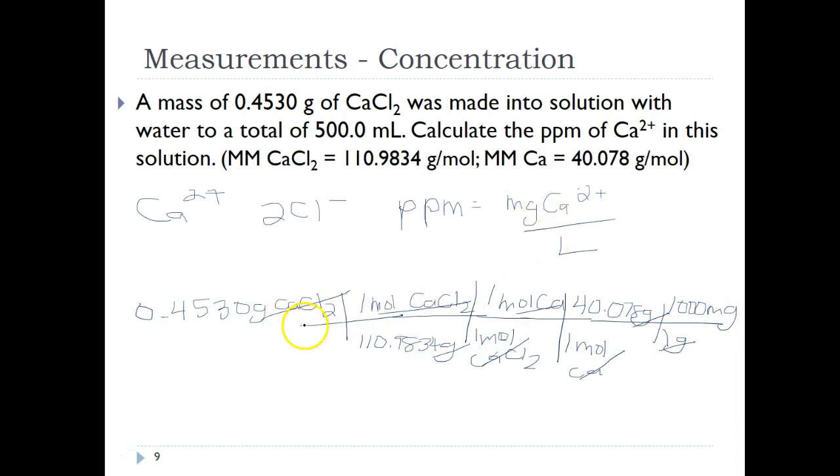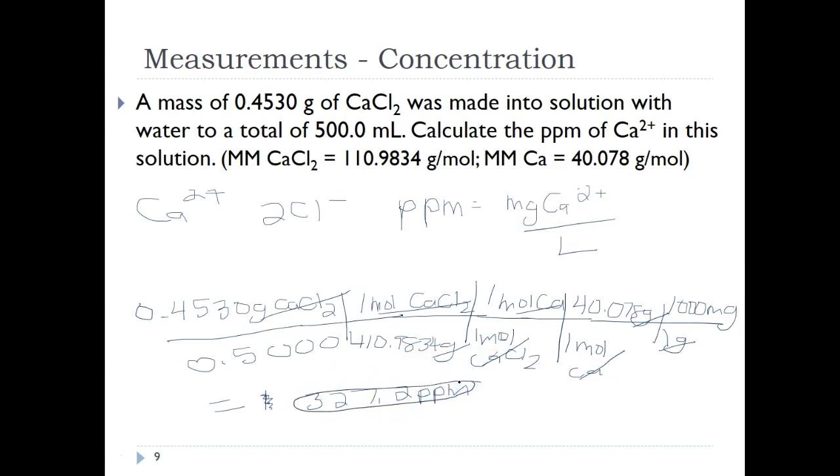If I divide that by liters, this time I'm just going to do the milliliters to liters conversion in my head. So 500.0 milliliters, I divide that by 1,000, so 0.5000 liters. So the only units left are milligrams on top and liters on the bottom. So my final answer is 327.2 ppm.